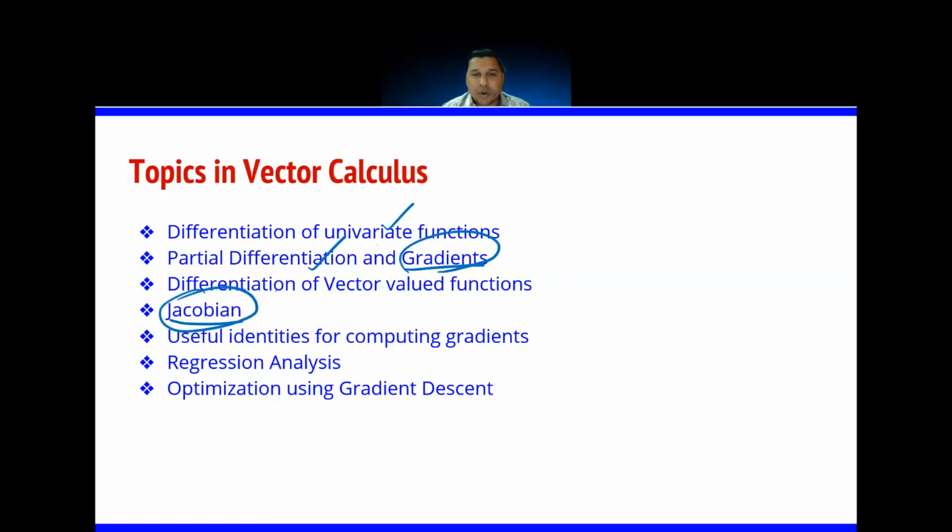What is a Jacobian? What is a gradient? Why do we need this? Because when we study regression analysis, it is very important for us to know how you optimize a regression model using the gradient descent technique. Though there are multiple advanced concepts in this optimization, we are going to see the standard technique of optimization using gradient descent. So we will first see what a regression is.